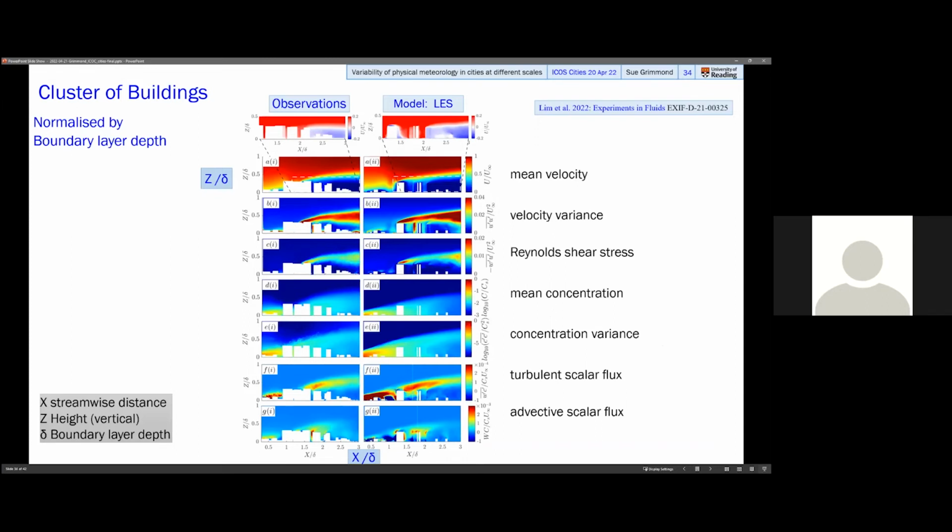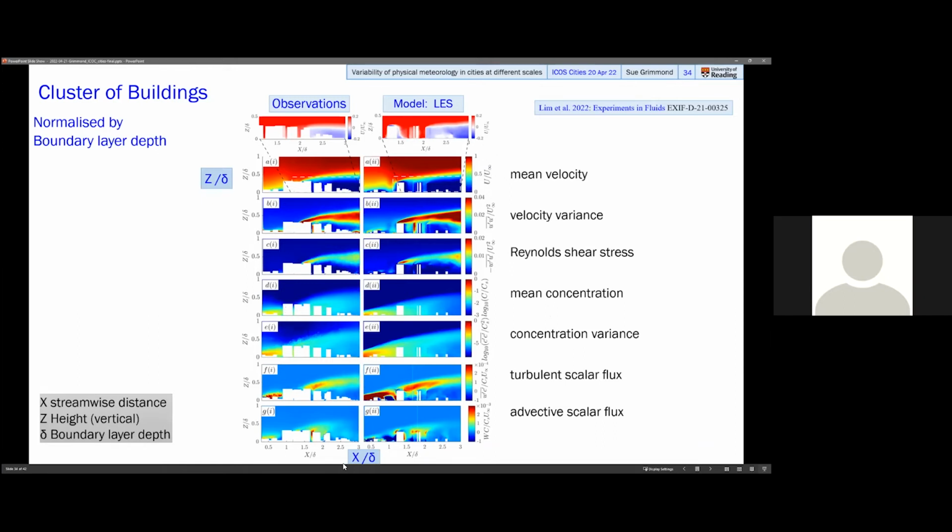This cluster of buildings can also be used for evaluating large eddy simulation models. So here we're looking at using the uDALES model, which is run by Maarten van Reeuwijk's group at Imperial College London, and they're also undertaking a lot of developments for urban areas. So we're using, again, the observations in the water tunnel.